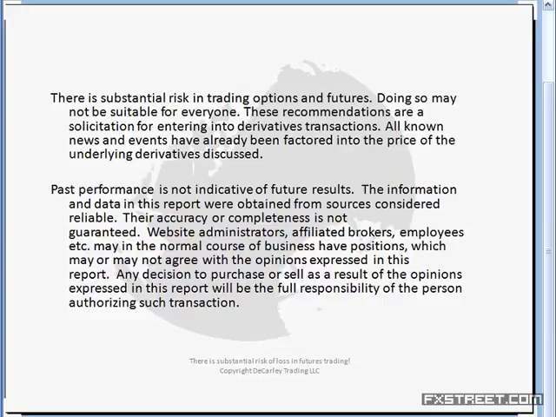I don't expect you to read all of this, but I just want you to understand again, this is risky business. Past performance is not indicative of future results, and we do the best to provide you with the most current and most accurate information, but we can't guarantee, nothing is ever guaranteed.